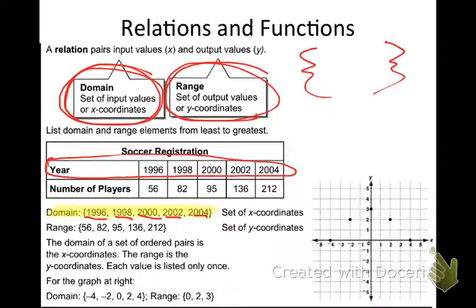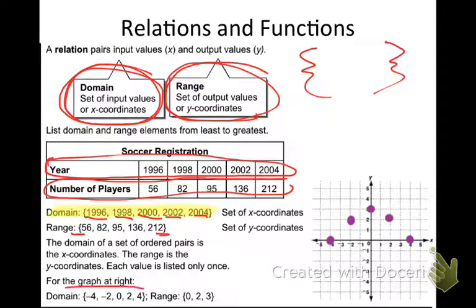Same thing with the range. I use the squiggle, and I list out all of my range values as well. And that is the set of domain and range. I can do the same thing on a graph over here. It's hard to see the points, but I can do the same thing on coordinates.